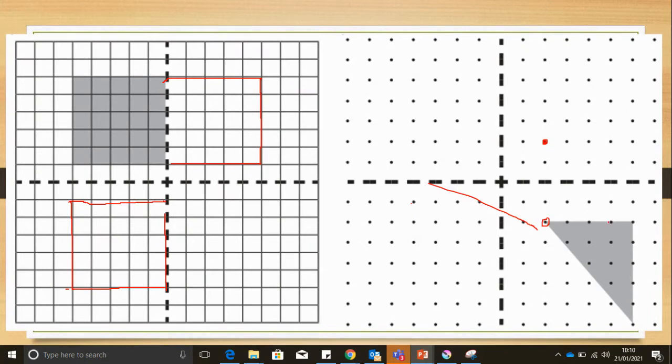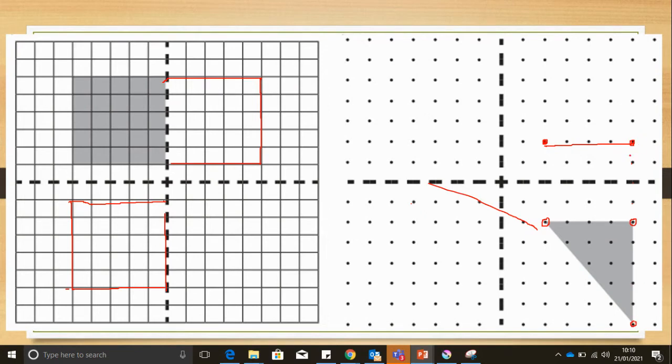Looking at this corner, it's going to be 1, 2 away, 1, 2. That gives us the bottom of the triangle. So we can get my ruler and join those up.